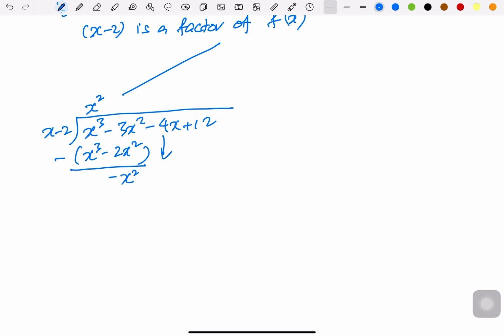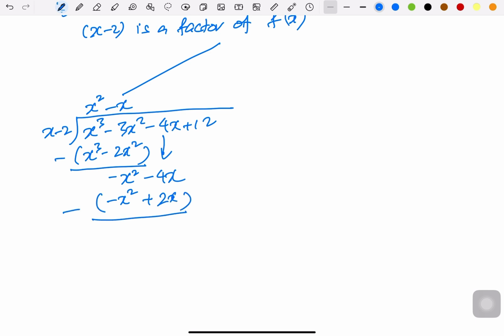I bring this down. So now do the same thing. Negative x squared divided by x will give me negative x. Negative x multiplied by x, negative x multiplied by negative 2. So this will give me negative x squared plus 2x. Right, so minus.